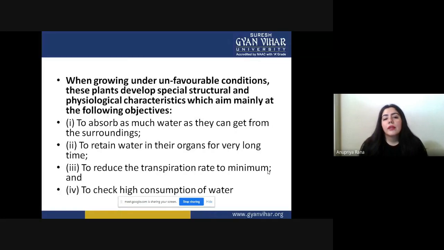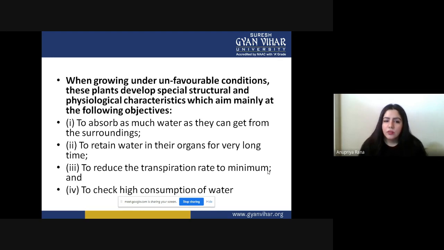Now, when they are going under unfavorable conditions, these plants need to develop some special characteristics. They cannot live without these special characteristics in a xeric condition. If they want to live in an extreme harsh condition, or you can say extreme unfavorable condition, they need to make changes inside their plant body. Now we will see what kind of changes they make for their survival.